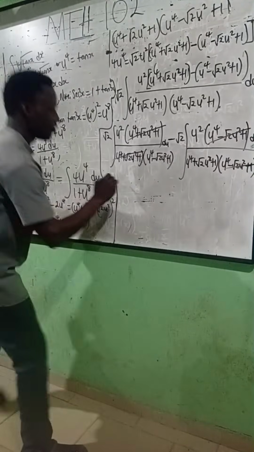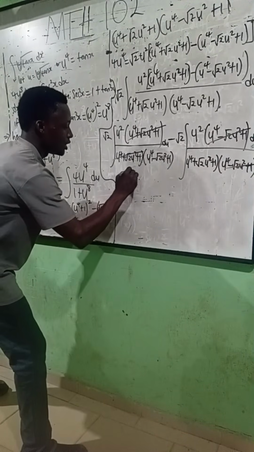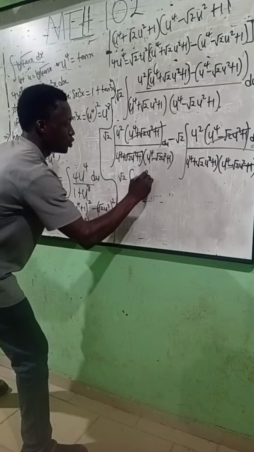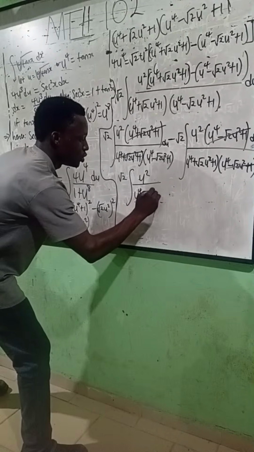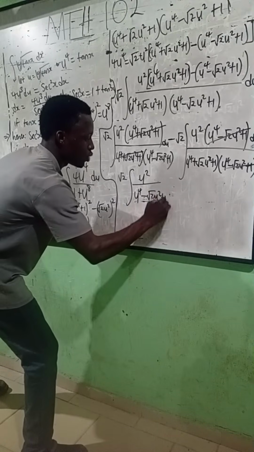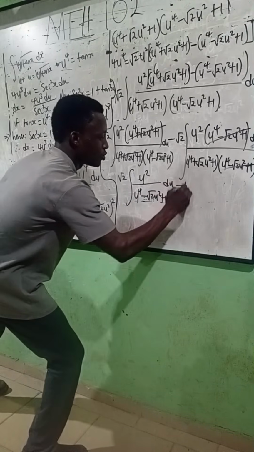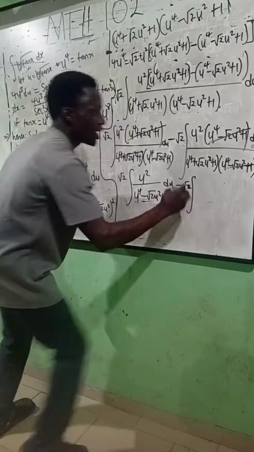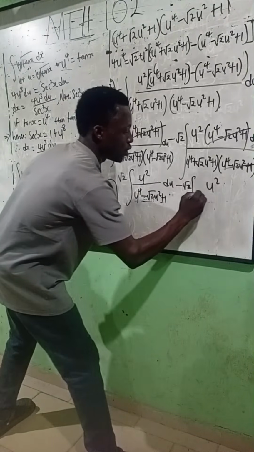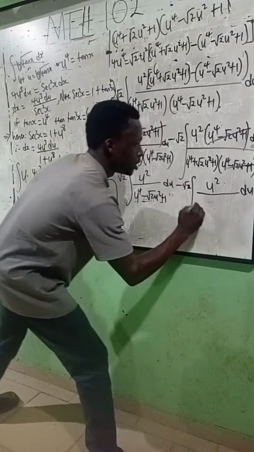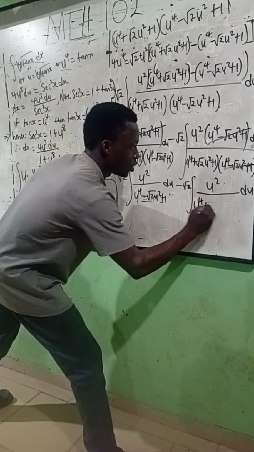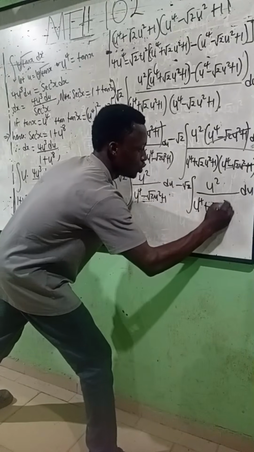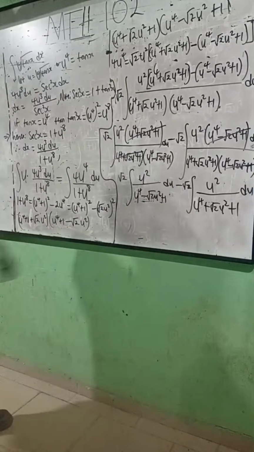So what do we now have? We have root 2 integral of u square over u^4 minus root 2u square plus 1 du, minus root 2 integral of u square divided by u^4 plus root 2u square plus 1.